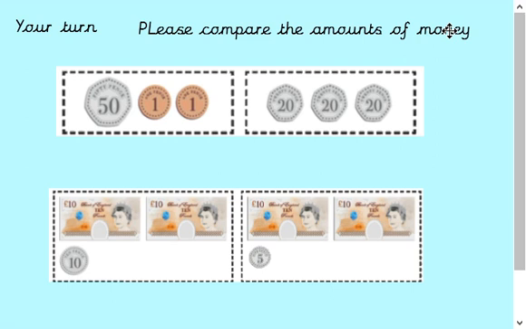Okay, now it's your turn. I want you to look at each group of money in turn here, and I want you to tell me which one is the most, or which one is bigger, which one's smaller, and could you try and work out what's the difference between? I want you to press pause and then press play when you're ready to resume.